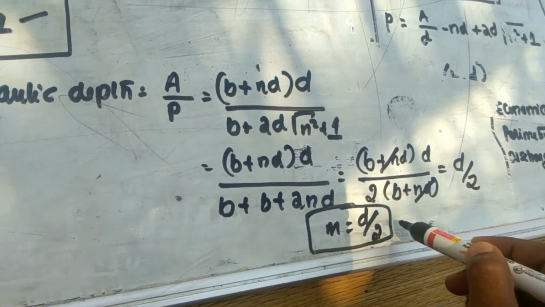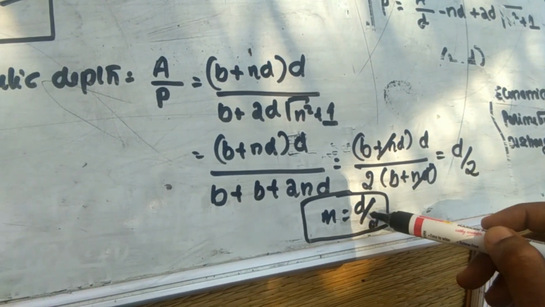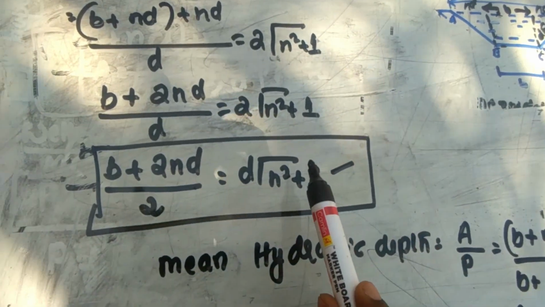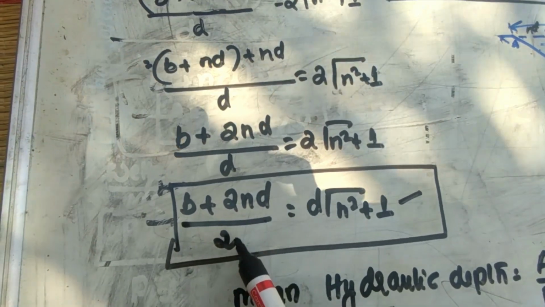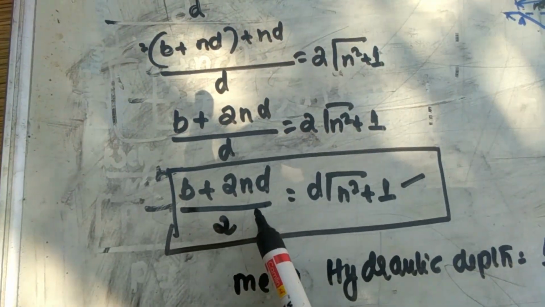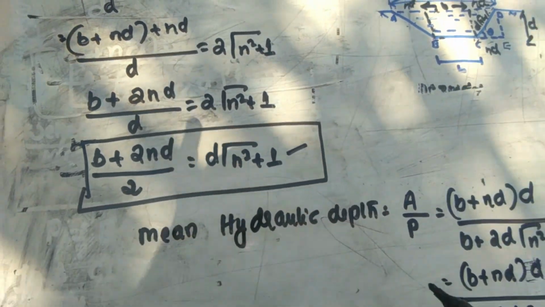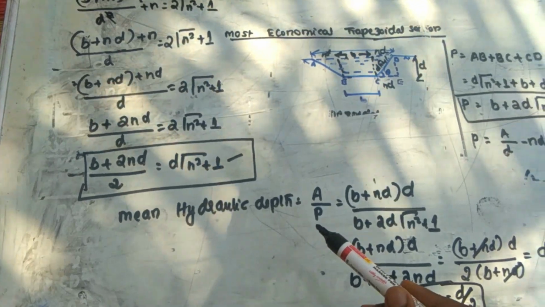This is the most economical condition. For trapezoidal sections, the hydraulic mean depth is depth by 2, and the other condition is that the slope of the side of the channel section is equal to half of the top width of the channel. With that condition we can say the trapezoidal section is most economical.